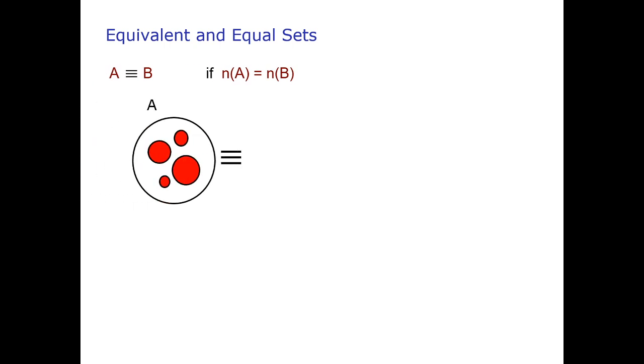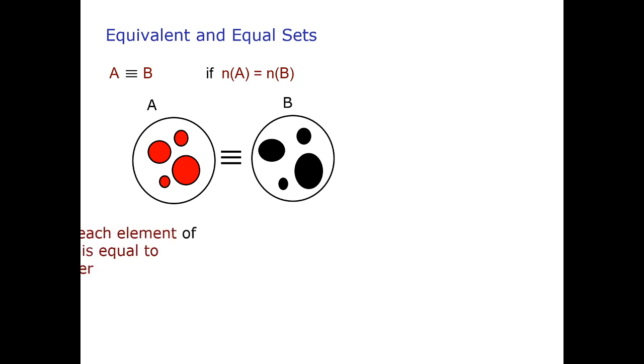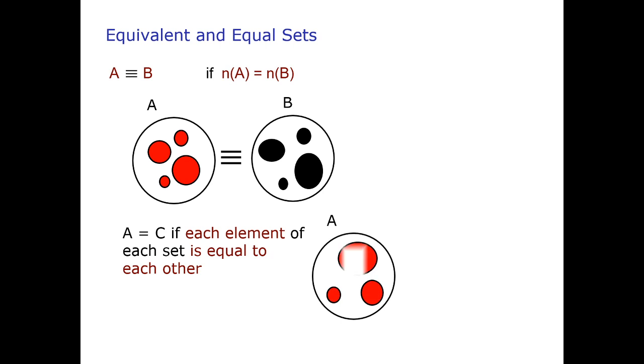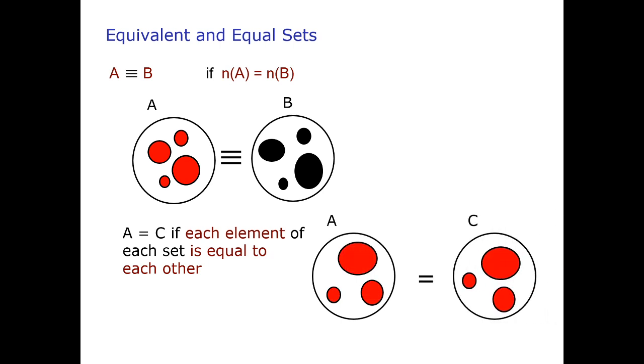Now these are some pictorial representations of equivalent and equal sets. Now see, these are some circumstances where the sets may be equal or equivalent.